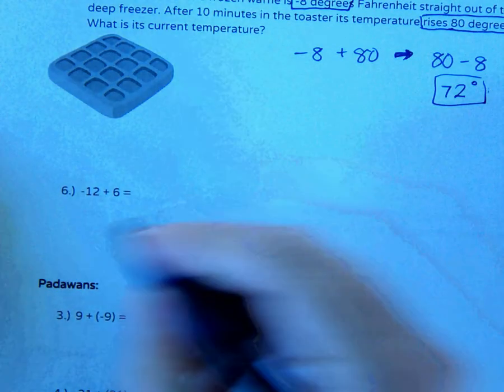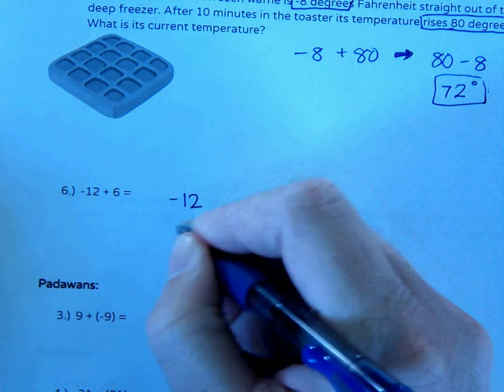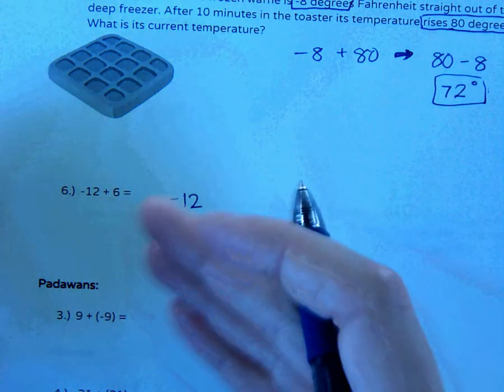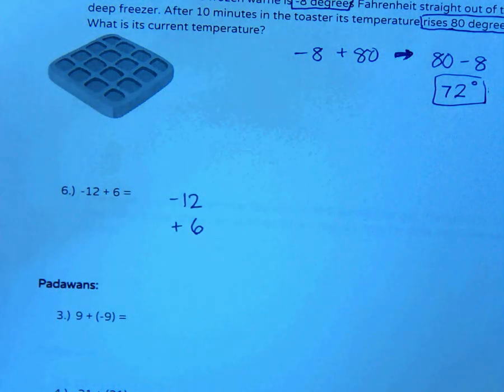Now, this one, I have negative 12 plus 6. That's a little weird because the bigger one's on top, but the smaller one is positive. So basically, I'm taking more from what I have. If I have 6, I subtract 12.